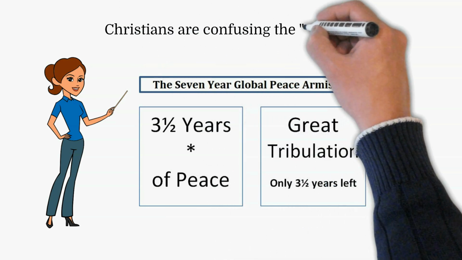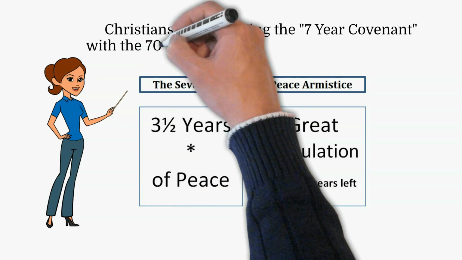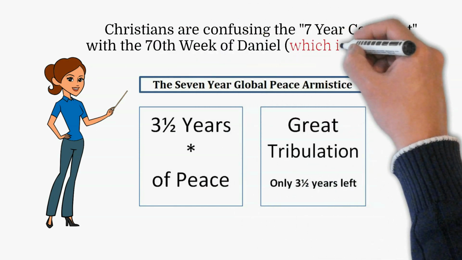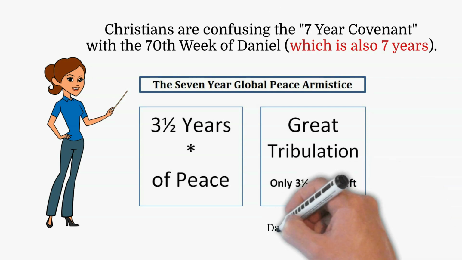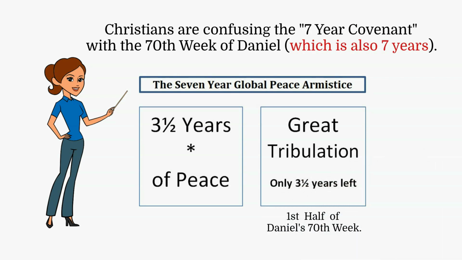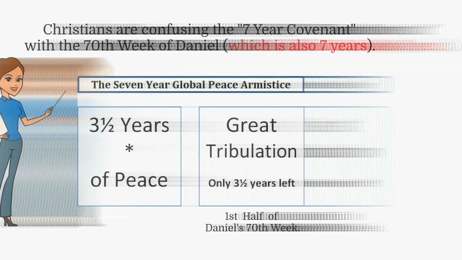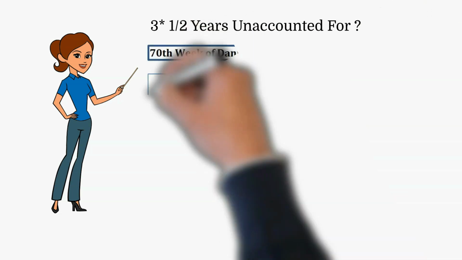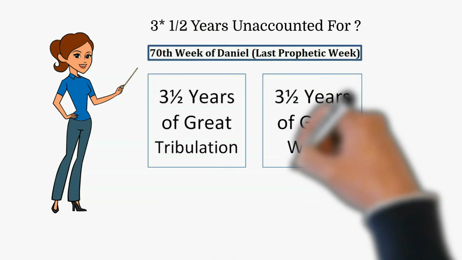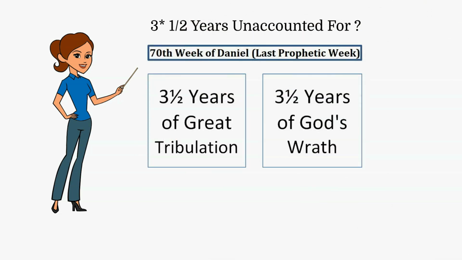Christians are confusing the 7-year covenant with the 70th week of Daniel, which is also 7 years. In other words, the second half of the covenant is actually the first half of Daniel's 70th week, which means there is a 3.5-year period unaccounted for. This additional 3.5-year period is God's wrath.